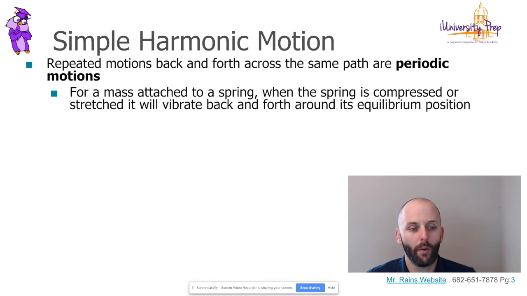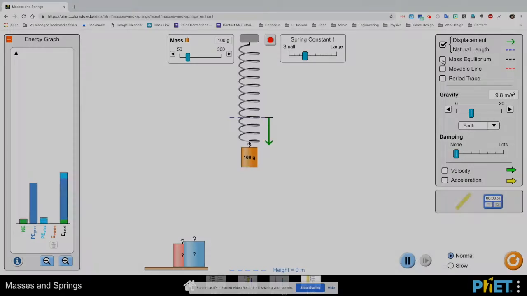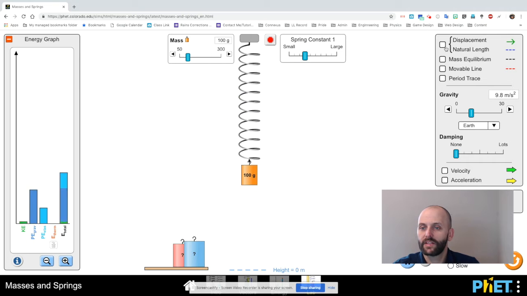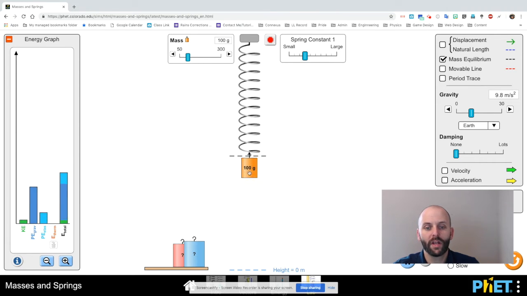Let's talk a little bit about what that equilibrium point means. I'm going to give you some information. We're going to talk about max displacement. That max displacement is going to be from that equilibrium point to the furthest it's displaced. So let's take a look at a simulation to see if that'll help. If I get rid of that displacement and put up the mass equilibrium, we can see that it goes across this point.